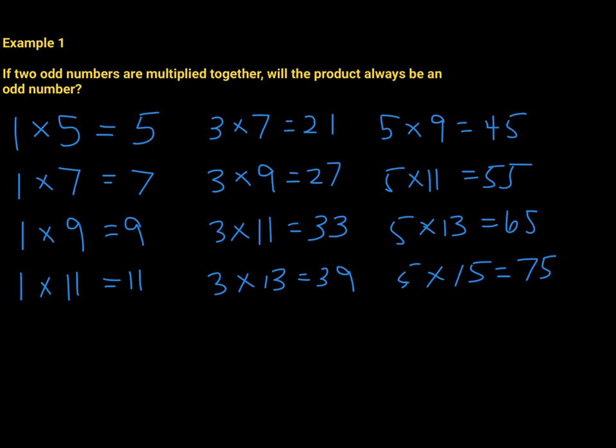Therefore, we might conclude from these examples that the product of any two odd numbers is indeed an odd number. So this is an example of us using inductive reasoning or induction, where you're looking at patterns, looking at specific examples to come up with a conclusion. Let's look at another example.